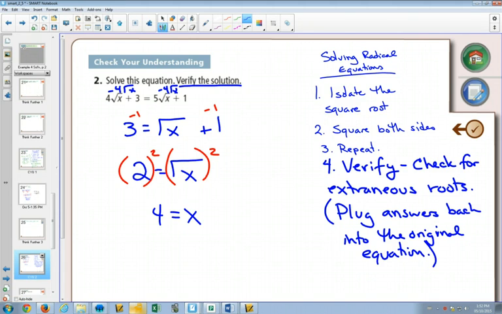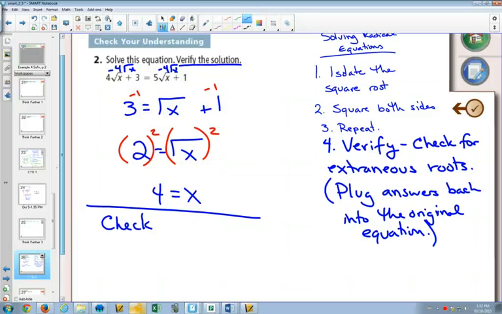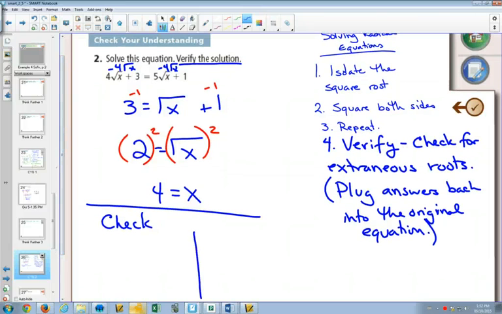If we want to check or verify, the way that you set it up is you take your original equation and you draw a line down the middle where the equal side is. This is the left side. This is the right side of our original equation. Our original equation had 4 square root of x, and we're going to check by plugging in 4 for x plus 3. And our right side said 5 square root of x. I'll plug in 4 for x plus 1.